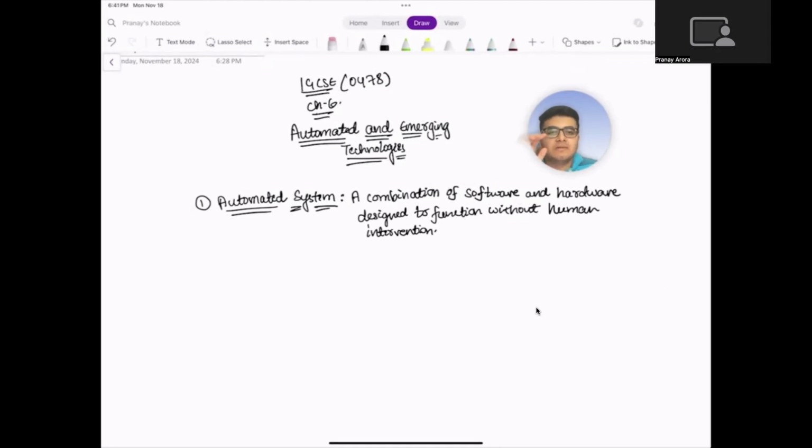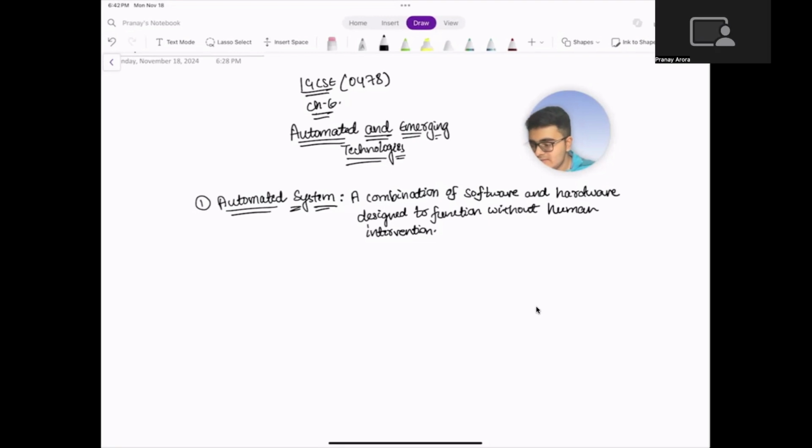Obviously, we are talking about systems here. If you think about your laptop or your mobile, whatever device you're watching this video from, a tablet or whatever it is, it is made up of two things, which is software and hardware. And that's what we want to talk about here too. When you're talking about a system, obviously it's a combination of software and hardware, but an automated system will be automatic. So it is a combination of software and hardware, which is designed to function without human intervention, right?